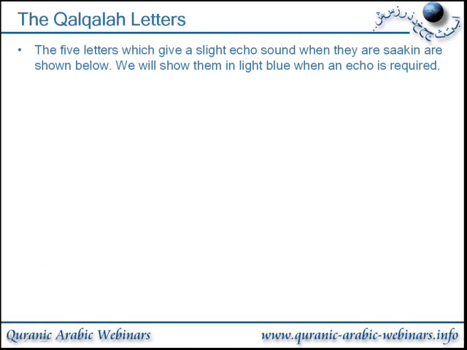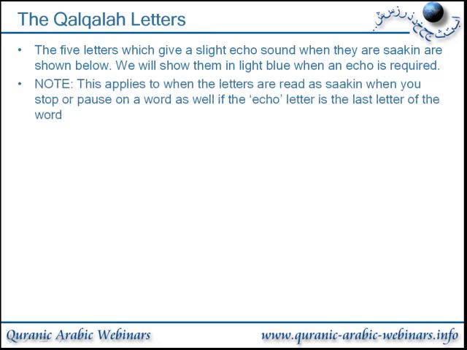So first we'll cover the actual letters. The 5 letters which give a slight echo sound when they are sakin are shown below. Okay, so I'll just bring those up. And I've got a note here, we will show them in light blue when an echo is required. So these are the 5 letters. You can remember them as qa, ta, ja, da, ba. And we've put the sukoon on all of them to indicate the echo happens when they are sakin.